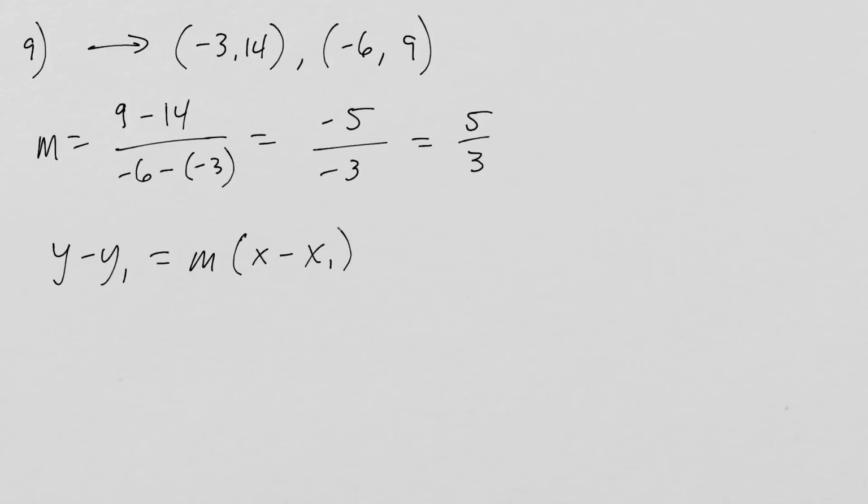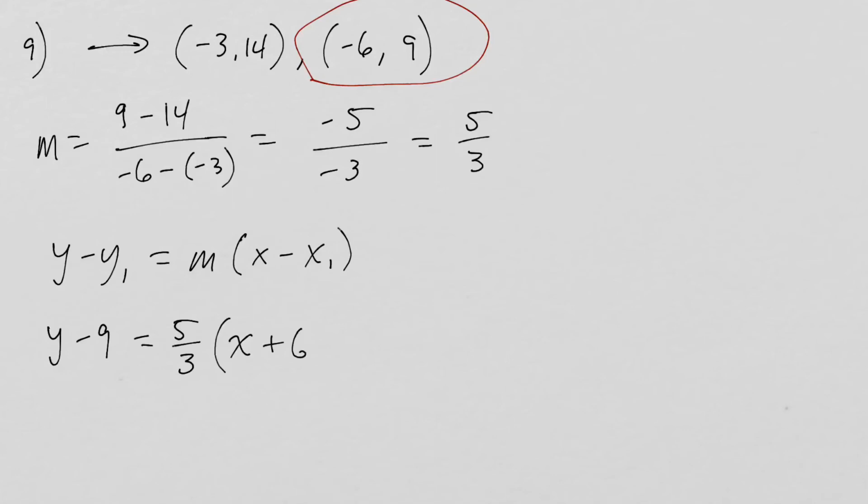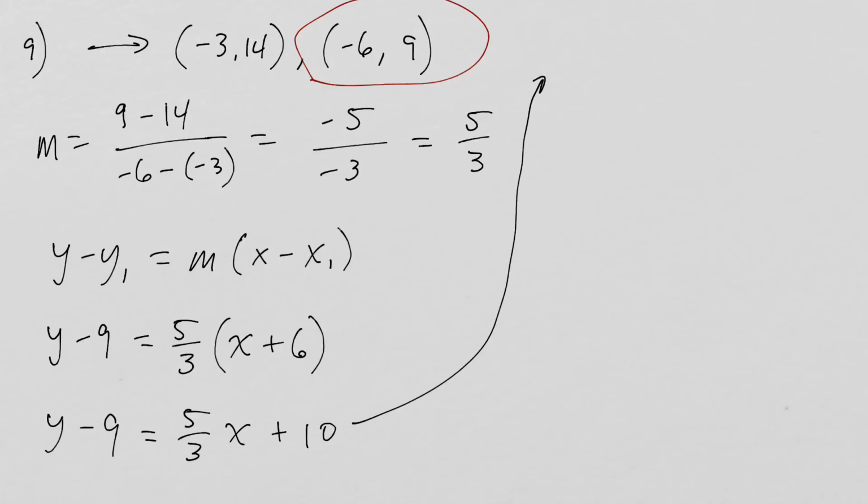Pick either point. It doesn't matter which one. Okay, I'll pick that one. So I have y minus y1 is equal to m times x minus x1. X minus negative 6 is x plus 6. I'm going to distribute that 5/3. Well, 3 goes into 6 twice, so this will become a 10. And then I'm going to add my 9 to each side. And this is slope-intercept form.